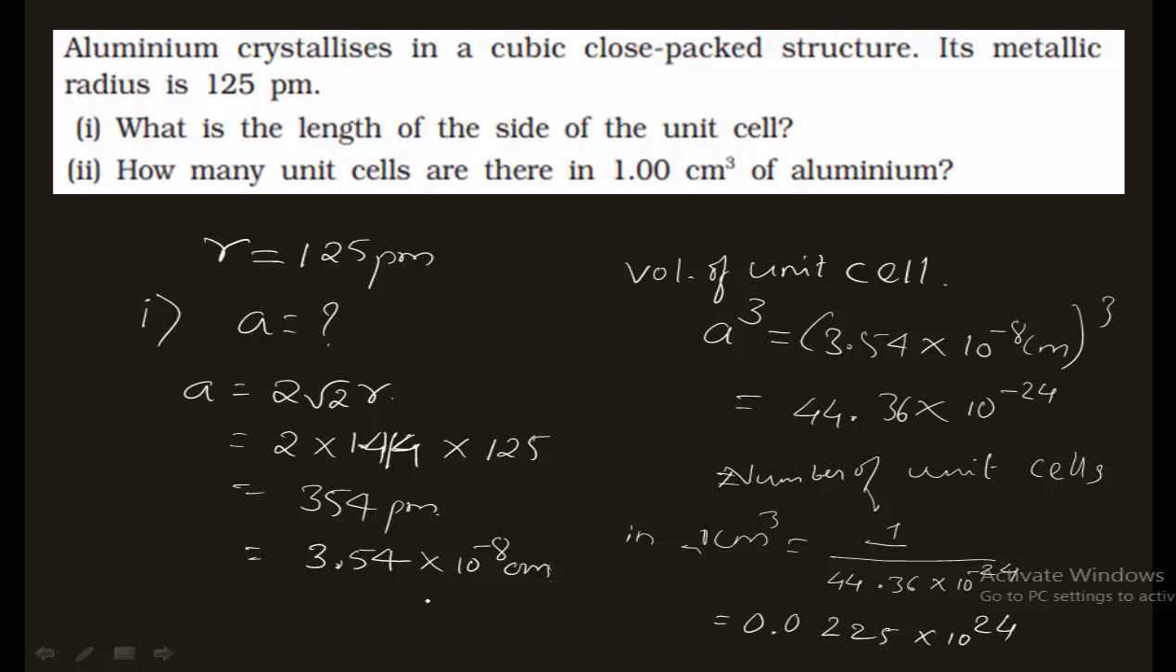Okay, or else you can shift the decimal point, then what you will get? 2.25 into 10 raised to 22. So this much number of unit cells are there in 1 cubic centimeter of aluminium. So this is another type of problem which can be asked, to calculate the number of unit cells in the given volume of the crystal.